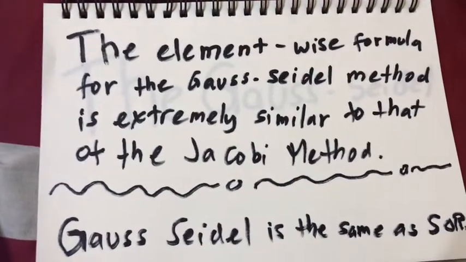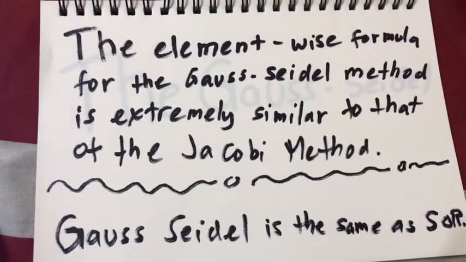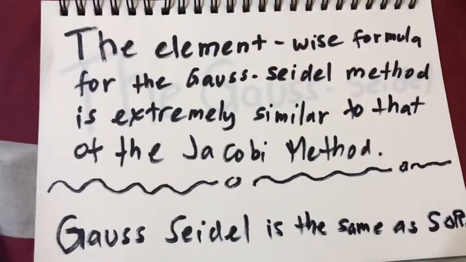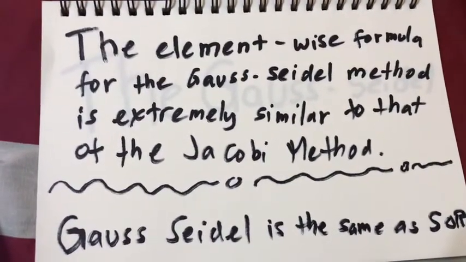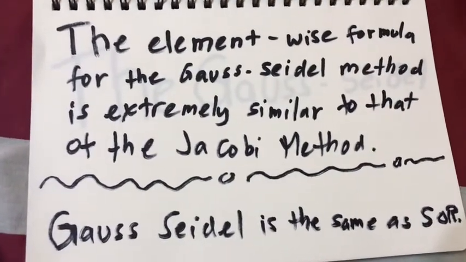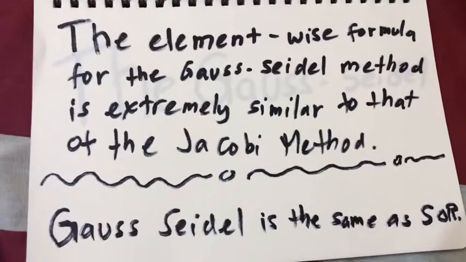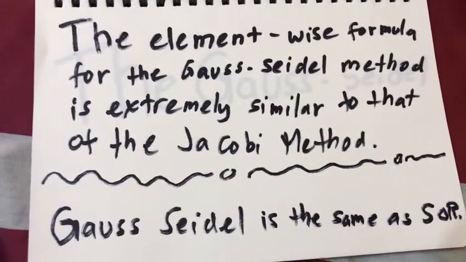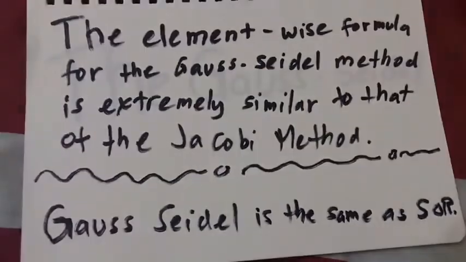This means that, unlike the Jacobi method, only one storage vector is required, as elements can be overwritten as they are computed, which can be advantageous for very large problems. The Gauss-Seidel method is the same as SOR, or successive over-relaxation, with w equal to 1.